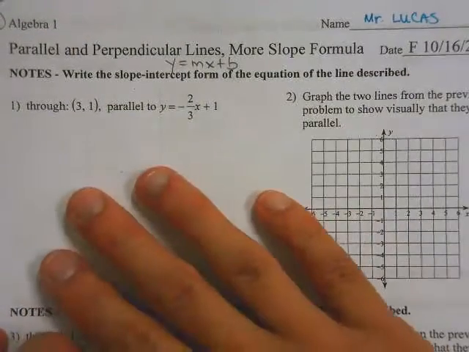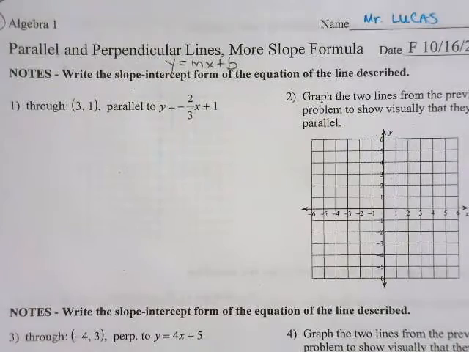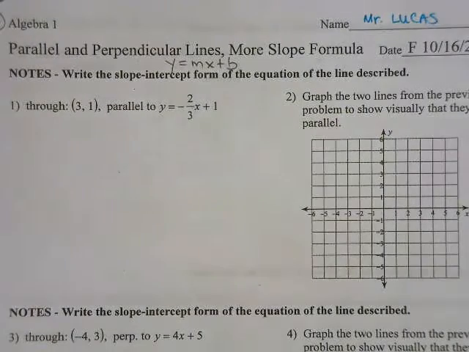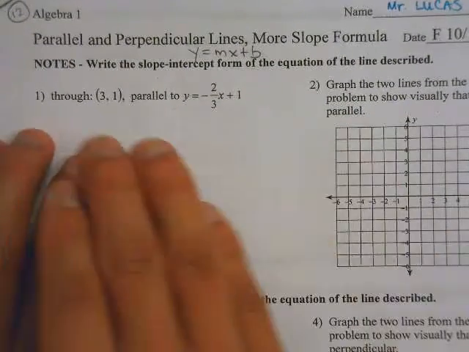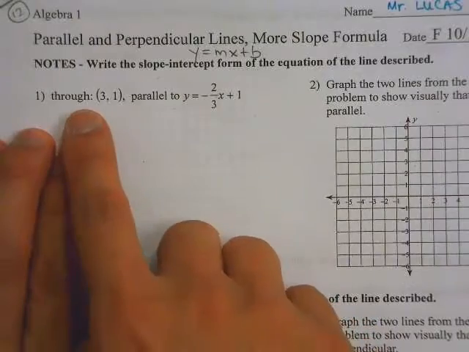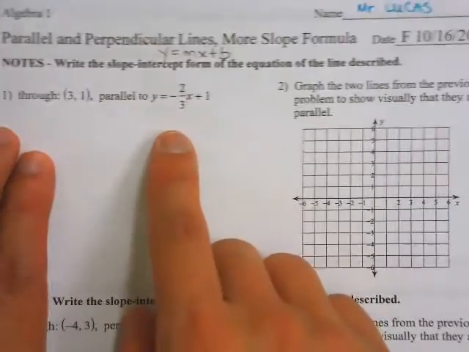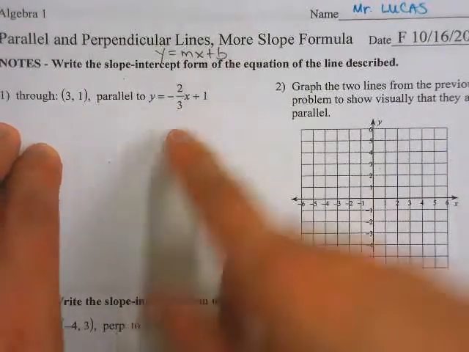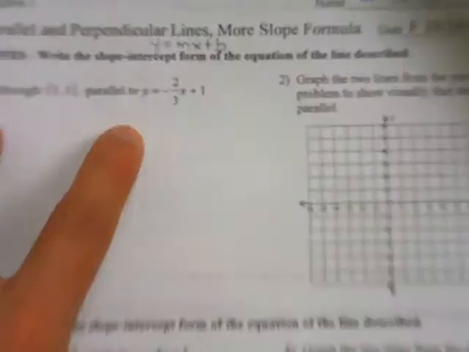Okay, I'm going to show you the algebraic way. We're going to plug in some numbers, and then afterwards, let's also graph it on number 2. Then that way you guys have a visual representation of what you guys are solving for. Let's take a look at number 1. This line that we have to make has to go through point (3, 1), and it needs to be parallel to this line, y equals negative 2 over 3x plus 1.